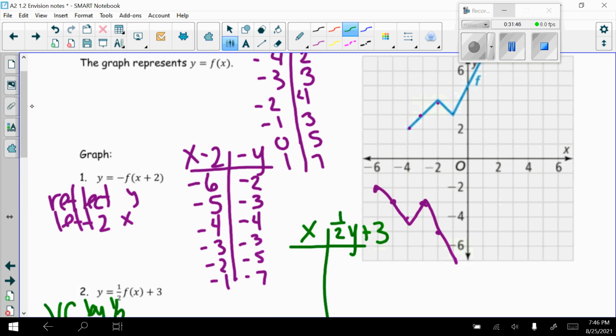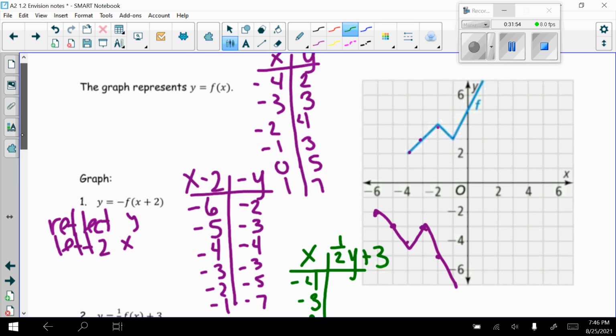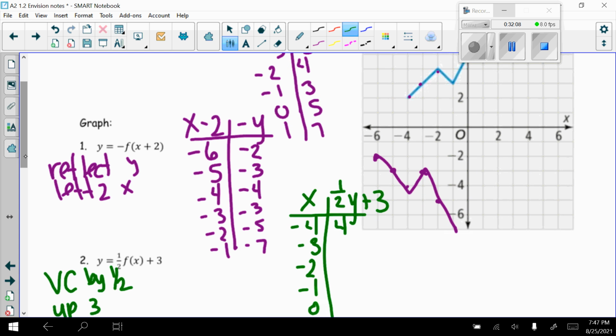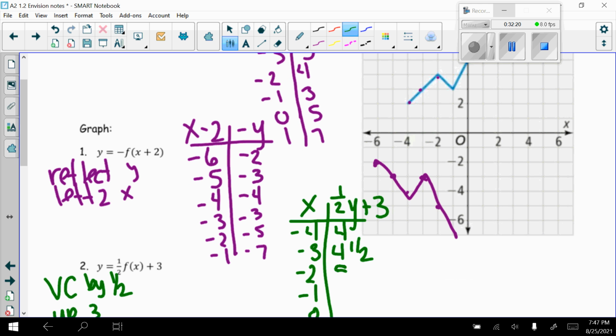So all of my original x's stay. So negative 4, negative 3, negative 2, negative 1, 0, and 1. So now I'm going to take my original y's, multiply them by 1/2 and then add 3. 2 times 1/2 is 1, 1 plus 3 is 4. 3 times 1/2 is 1.5. 1.5 plus 3 is 4.5. Let's see. 4 times 1/2 is 2. 2 plus 3 is 5. 3 times 1/2 is 1.5. 1.5 plus 3 is 4.5.